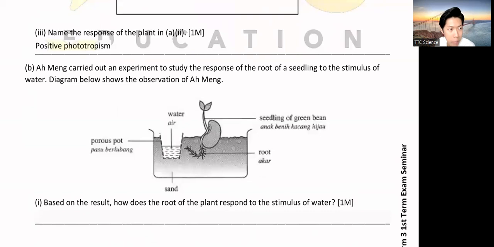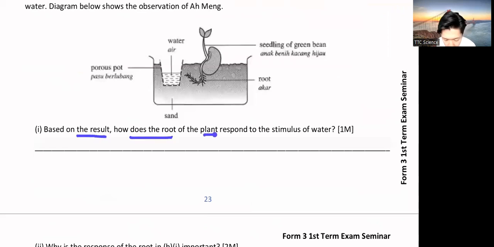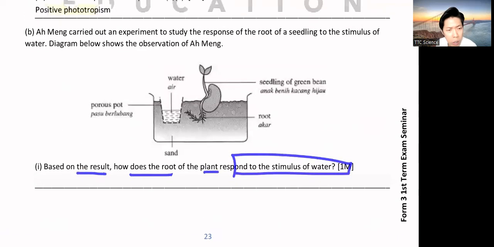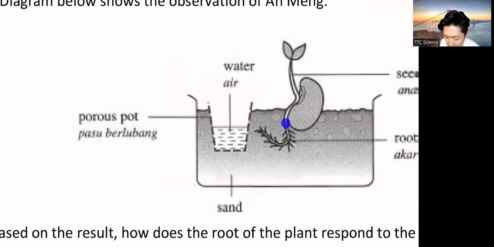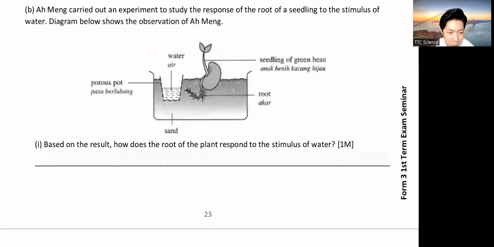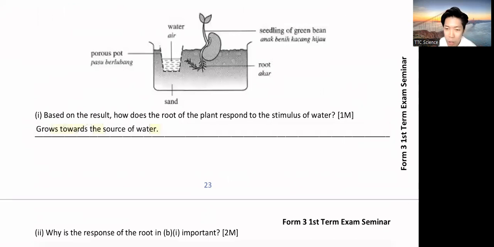Good. Next one. Ming carries out an experiment to study the response of the roots of a seedling towards water. This is hydrotropism. Based on the result, how do the roots of the plant respond to water? Isn't that obvious? The roots grow towards the water. Simple. Sometimes simple questions like that can catch you off guard. Like, wait, how am I supposed to answer? Actually it's very simple. The roots grow towards the water.